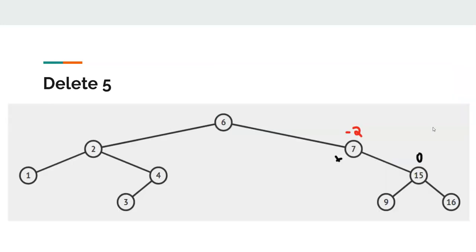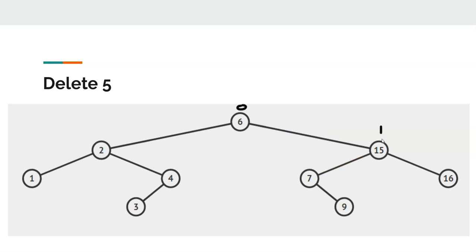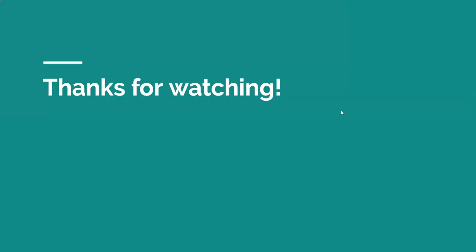Now, going back to our example, since we're dealing with the right case, we simply just rotate left, and then we have our balanced tree. If we check our work, it is indeed balanced, and we are finished.